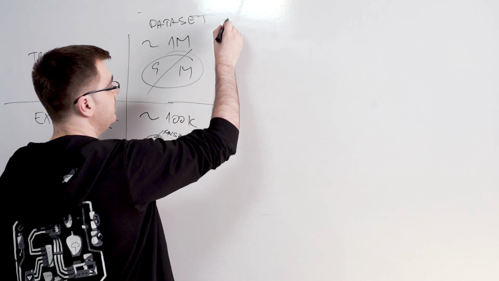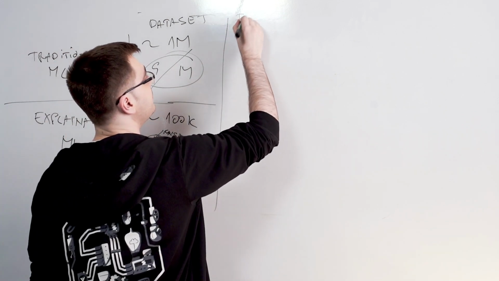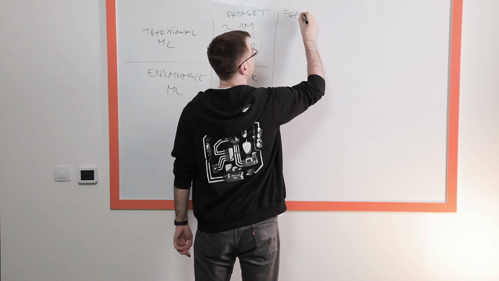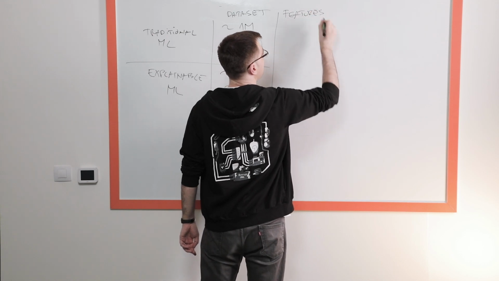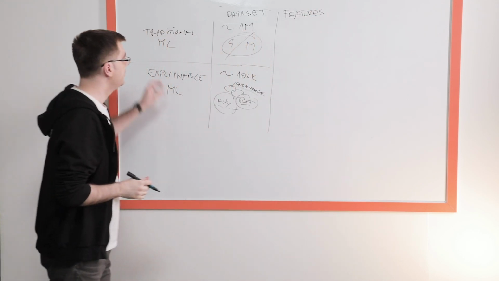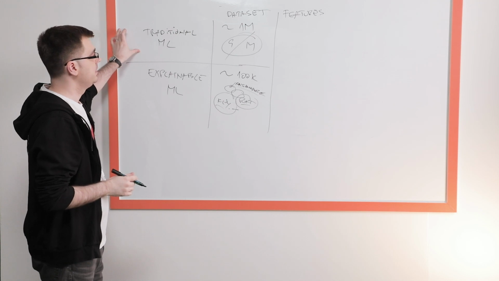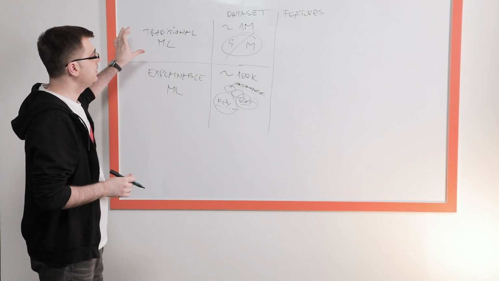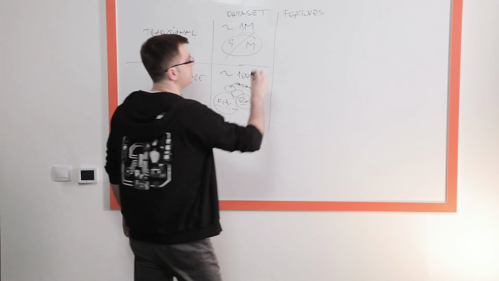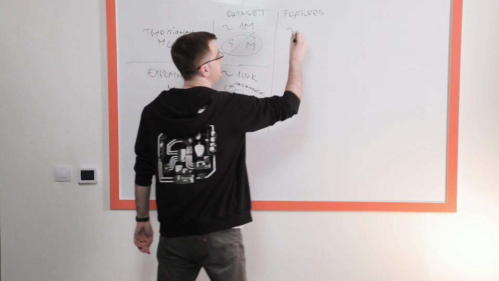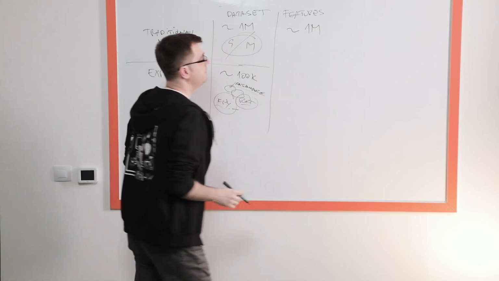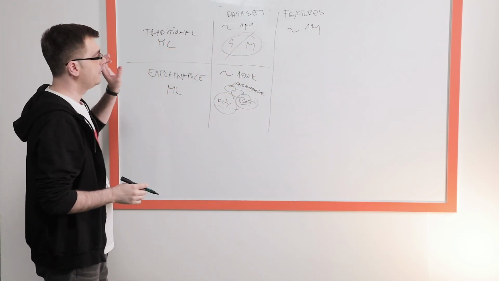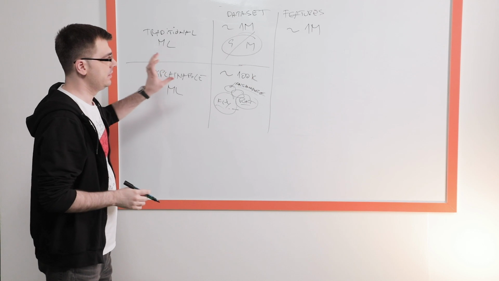So the second bit are the features. So what kind of features do traditional machine learning models use, right? They're really looking at it from, yet again, the standpoint of there's millions of them, right? And that's where the explainability is really lost.